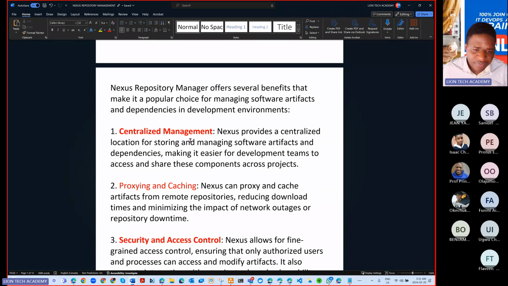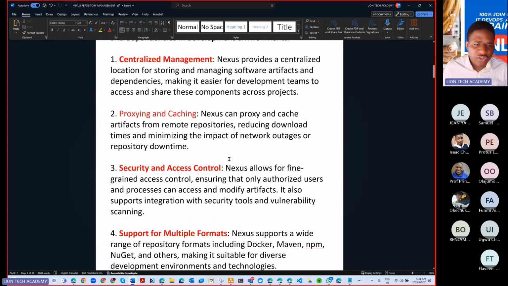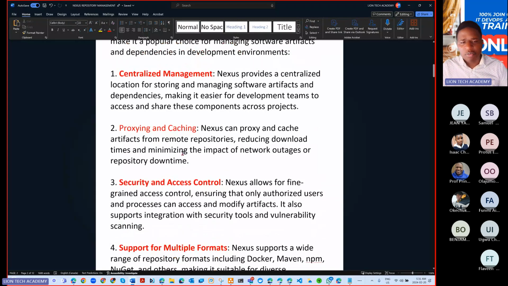Okay, out of that, the next feature is that Nexus provides proxying and caching. Nexus can proxy and cache artifacts from remote repositories, reducing download times and minimizing the impact of network outages and repository downtime. What does it mean by caching?